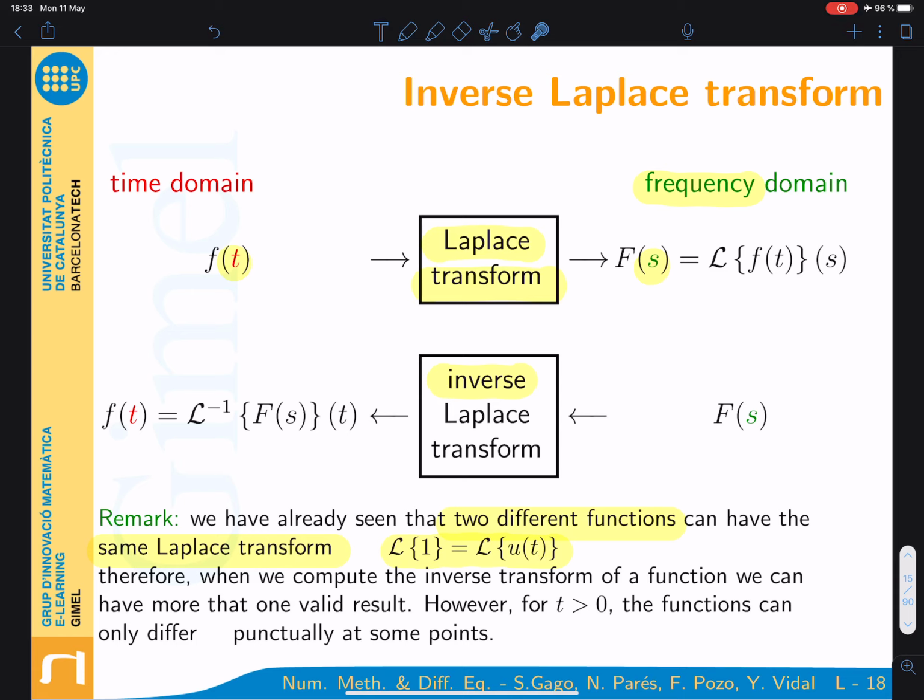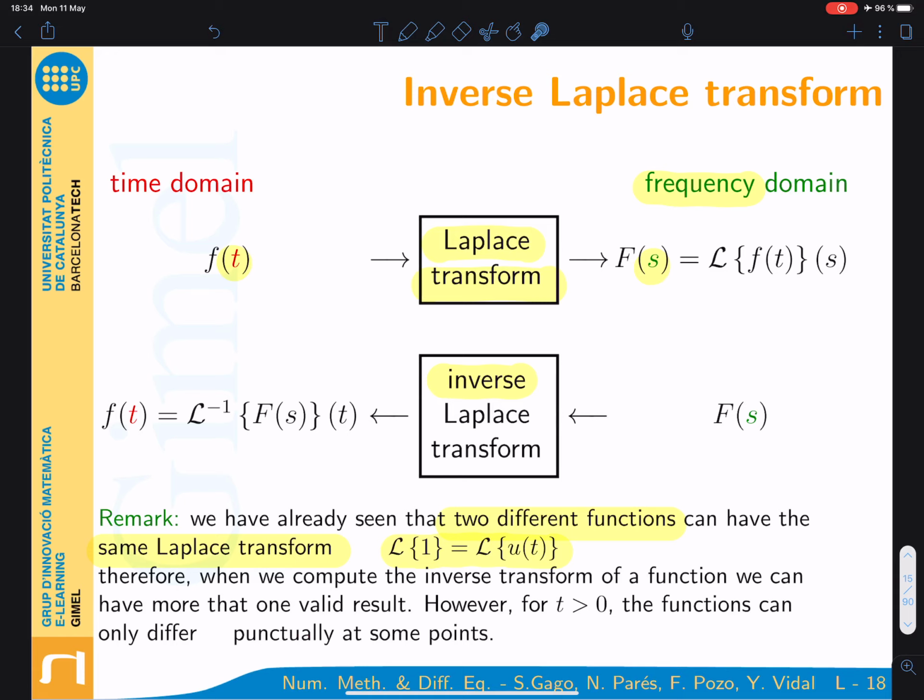So when we compute the inverse Laplace transform, we must be very careful because, of course, there are plenty of solutions here, but don't be scared. All of them are almost the same from 0 to infinity. So for t greater than 0, this function f of t can only differ punctually at some points, but they will be very, very similar.